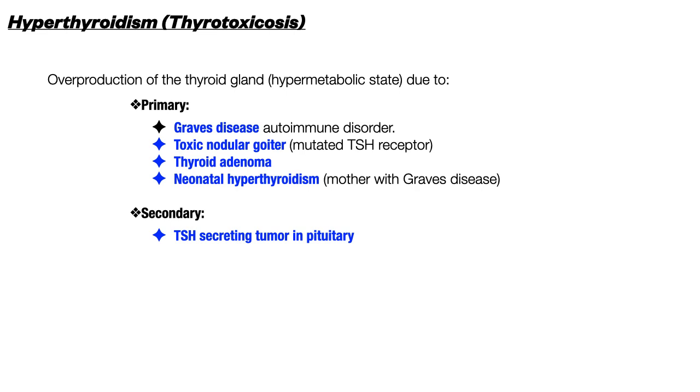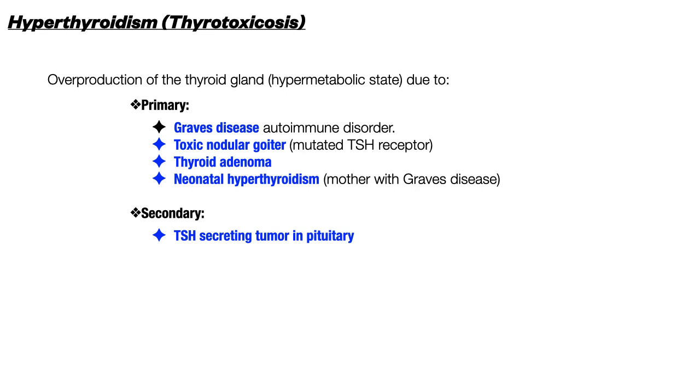normal. The most common primary cause is Graves' disease, which is an autoimmune disorder that we will review in a minute. Another primary cause is toxic nodular goiter, where one or more follicles start generating lots of thyroid hormone. In some cases, it's because of a mutated TSH receptor that inappropriately keeps these follicular cells active.